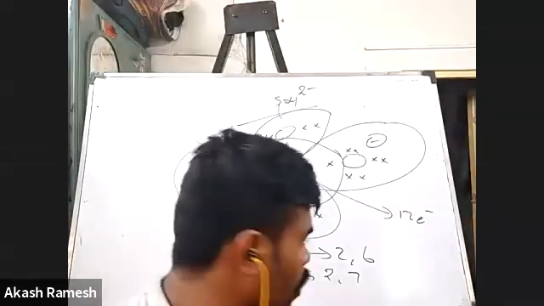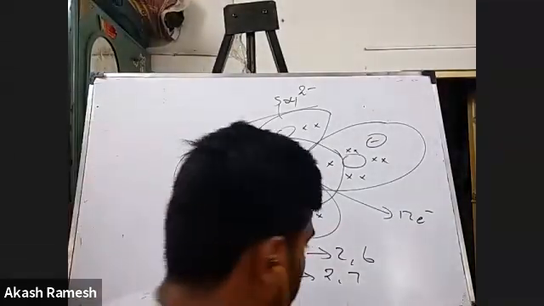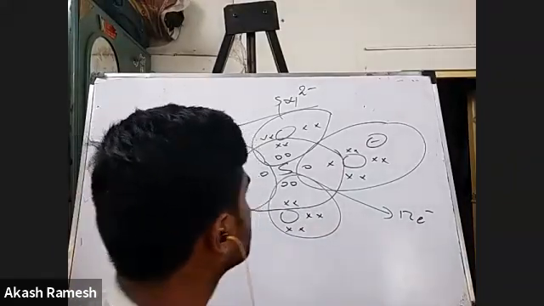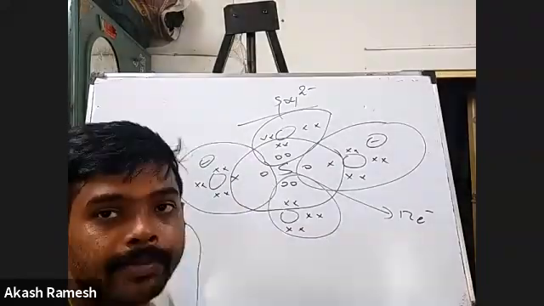Okay, so now how will I represent the structure for H2SO4 along with lone pairs and all that? Now tell me, does sulfur have any lone pair?